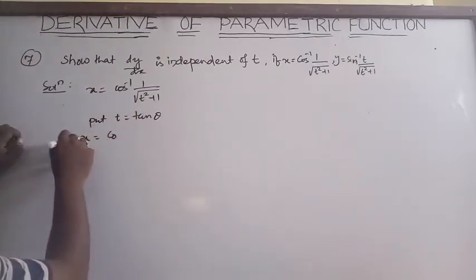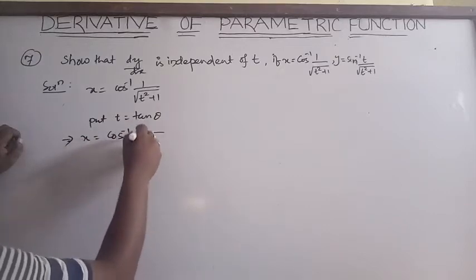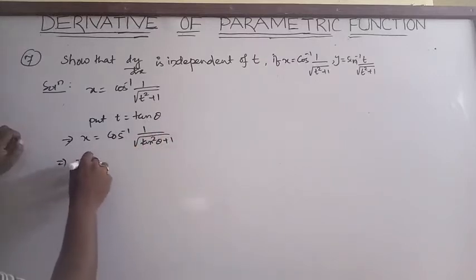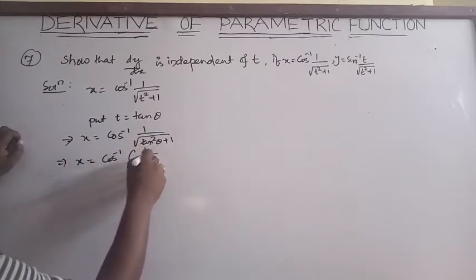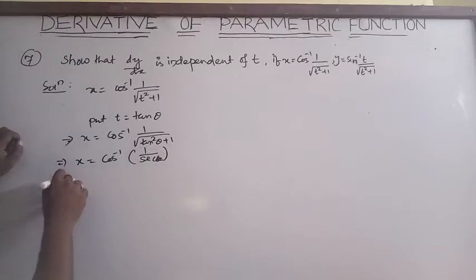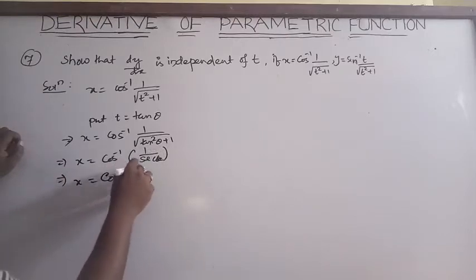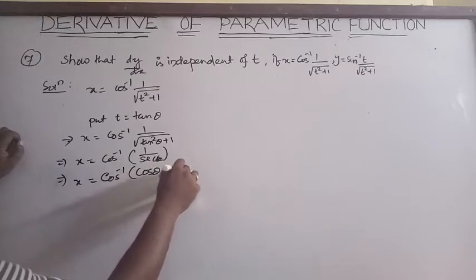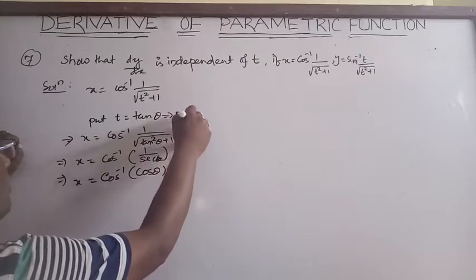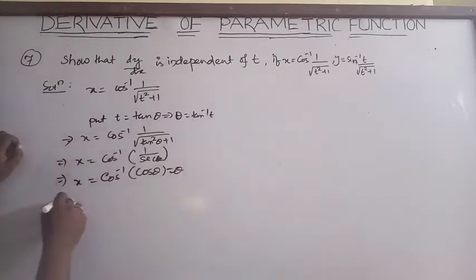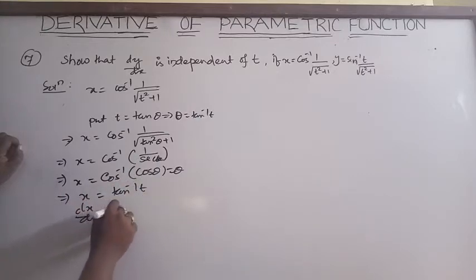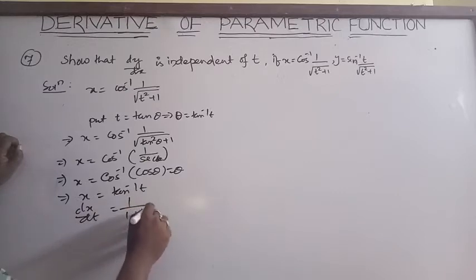So x is equal to cos inverse 1 by root of tan square theta plus 1. So x is equal to cos inverse of 1 by sec theta, which is x is equal to cos inverse of cos theta. So x is equal to theta, and theta is equal to tan inverse t. So x is equal to tan inverse t. Now dx by dt is the derivative of tan inverse t, 1 by 1 plus t square.